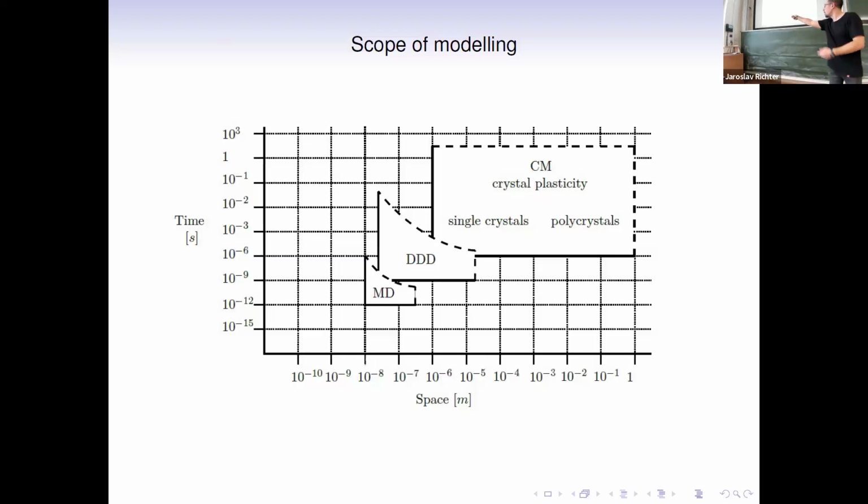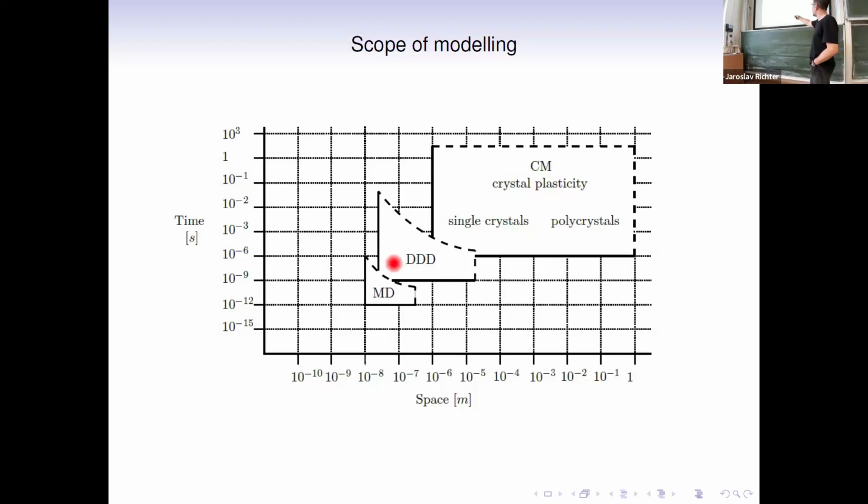On the other hand, on the opposite side of the space scale, we've got the so-called MD, which is the family of molecular dynamics methods. So really short time scales. And DDD is the abbreviation for dislocation dynamics, or more particularly discrete dislocation dynamics. It is somewhere between these two worlds.